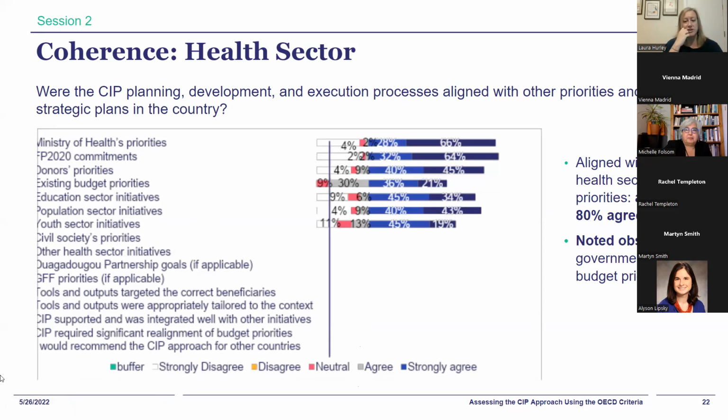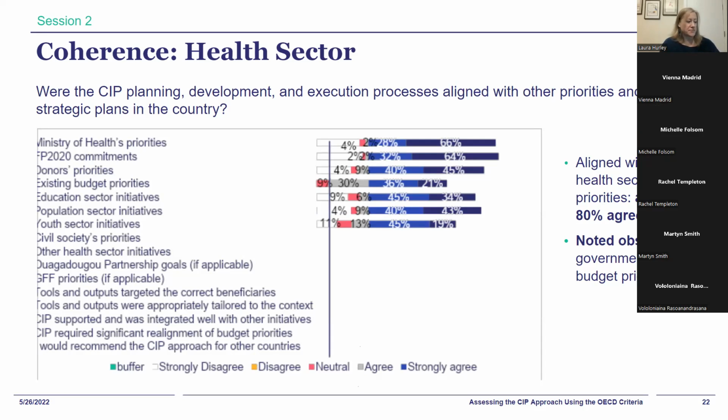So this is the health sector. So 80% agreement for health sector priorities, including Ministry of Health, donor, and civil society priorities. Statements that received the least agreement were statements related to budget priorities, showing ongoing resource alignment issues. Next slide.